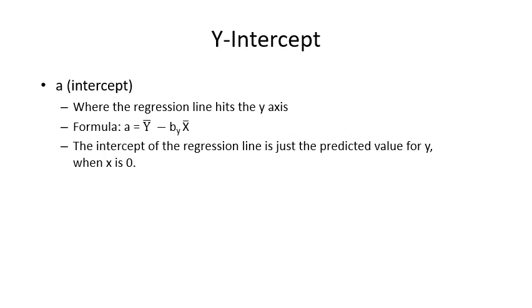The formula is equal to the mean of y, so you need to get the mean of y, minus the slope times the mean of x. So you need to get the mean of x as well, but you notice here you need the slope as part of this formula. You cannot calculate out this formula without the slope, so you need to get the slope first. The intercept of the regression line is just the predicted value of y when x is 0. So if x is 0, the y-intercept would be what y is at that point. And that is, in a sense, again, where the regression line hits the y-axis.